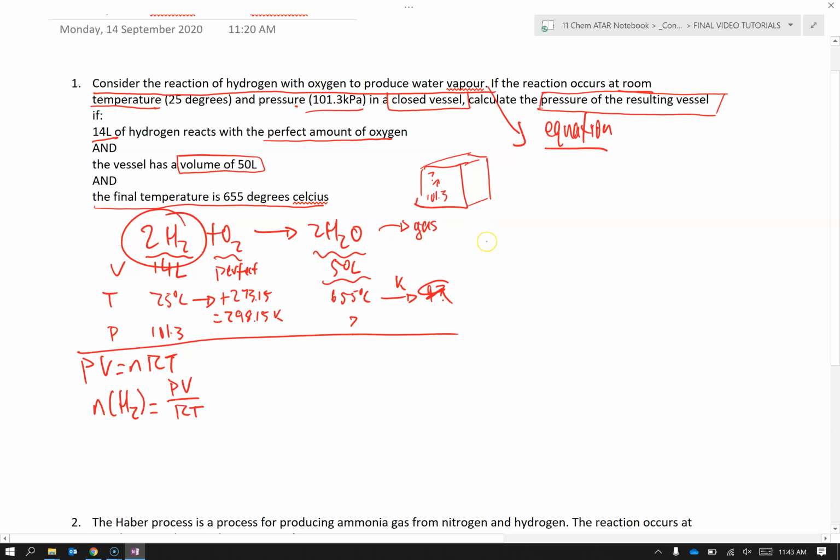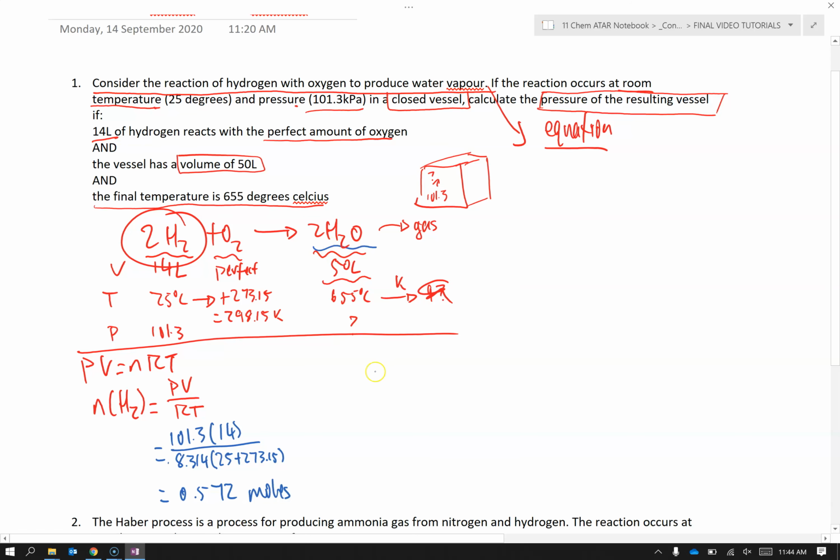So this was all set up here. Now we're answering the question. Number of moles of H2 is equal to PV divided by RT. In this circumstance, that's 101.3 times 14, divided by the universal gas constant of 8.314, and then multiplied by 25 plus 273.15. And if I put that in a calculator, I get 0.572 moles.